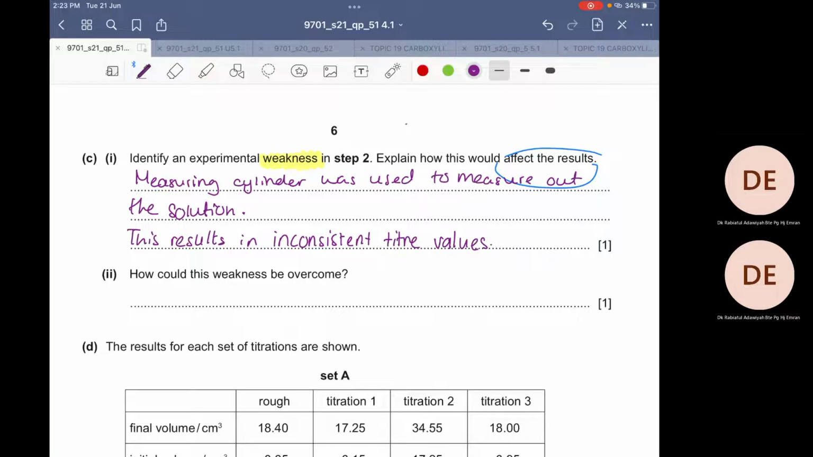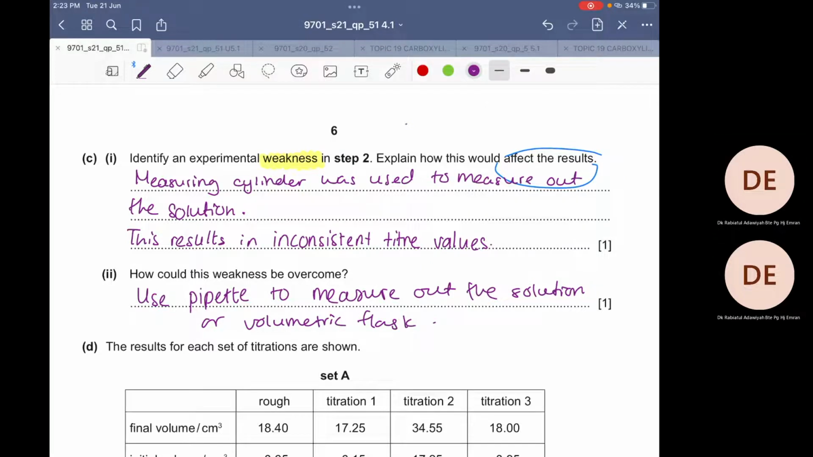Okay? How could this weakness be overcome? So how can we solve this problem? What can we use? Use a pipette or volumetric flask. Okay, yep, that's fine. Use a pipette to measure out the solution. They also accept a volumetric flask.